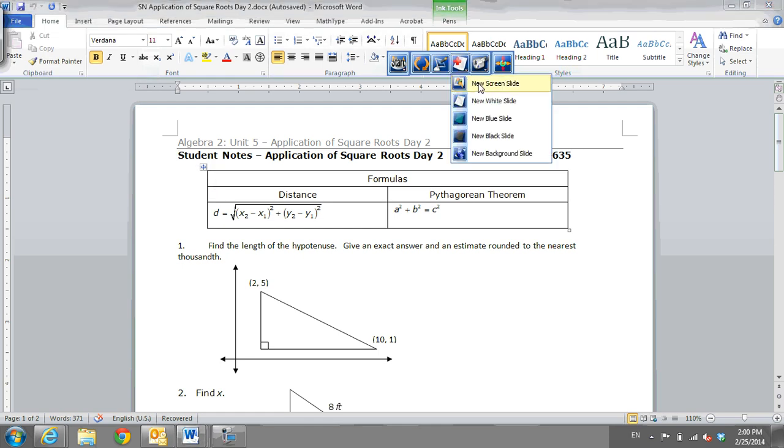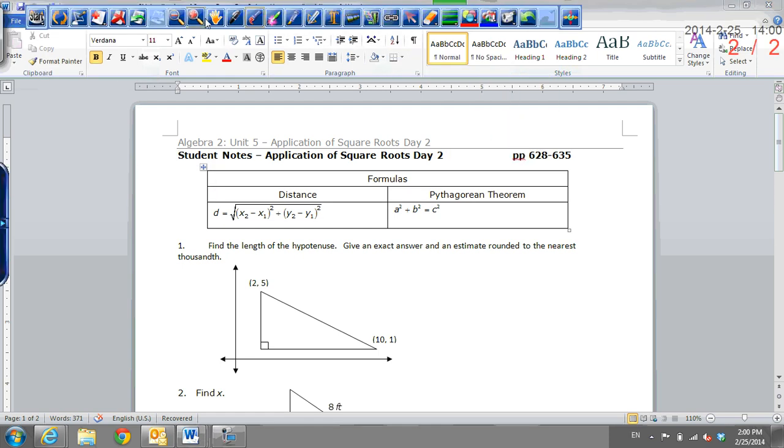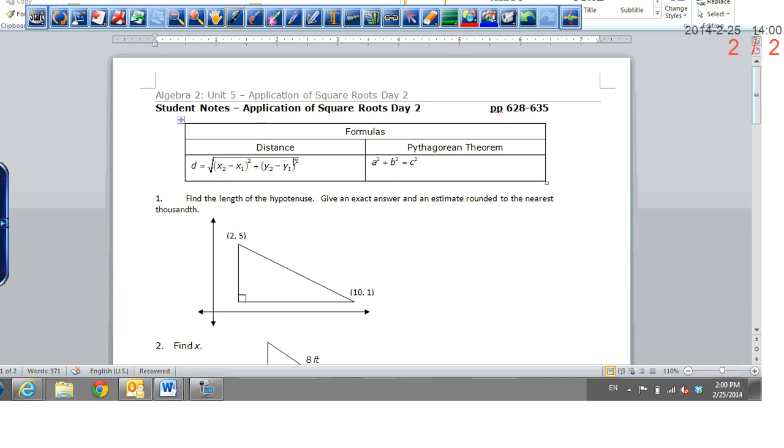Boys and girls, today we have just an extension of yesterday's lesson. First thing, you've seen these formulas before. This is from geometry, that's the distance formula, and that's the Pythagorean theorem. I'm only going to do a few because they really are repetitive and they just continue on and on.